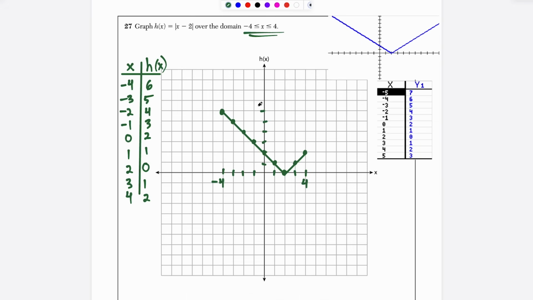So I'll just label this spot over here on the y-axis as 6 so that the scale is obvious. But remember, we're not graphing the whole thing. Please don't continue this and put arrows. We're only graphing it over this domain here from -4 to 4, so this graph would get full credit.